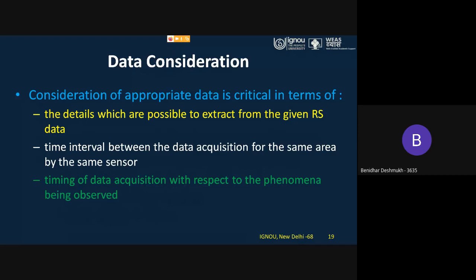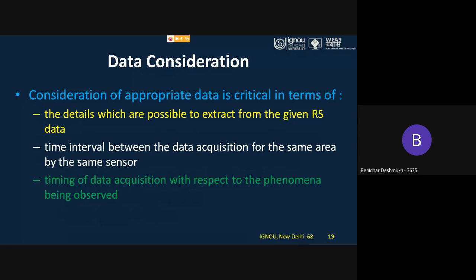Another important thing is that we can do the mapping and monitoring, but unless the mapping and monitoring is done in sufficient detail, as required for the purpose that we are studying, it will not be useful. So it should be at a scale that is required to study those features.